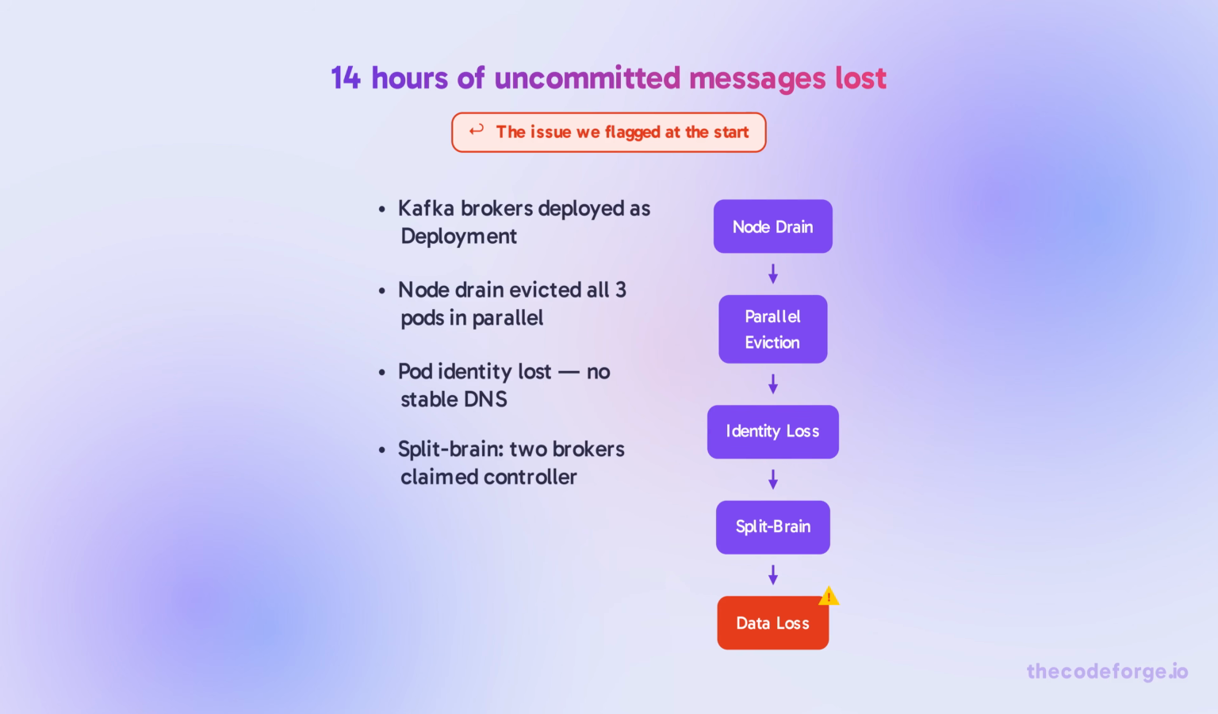This is the same issue we highlighted at the start. Here's exactly why that happened. The team used a deployment for Kafka brokers. During a node drain, all 3 pods were evicted in parallel. Without stable identity, 2 brokers simultaneously believed they were the controller, causing split brain and data loss.